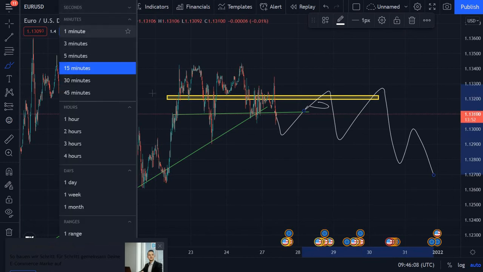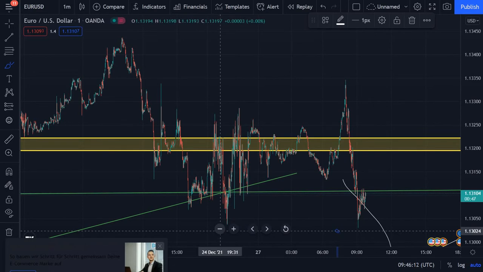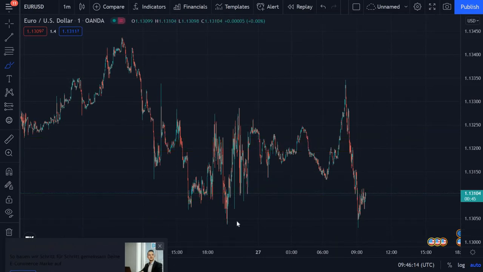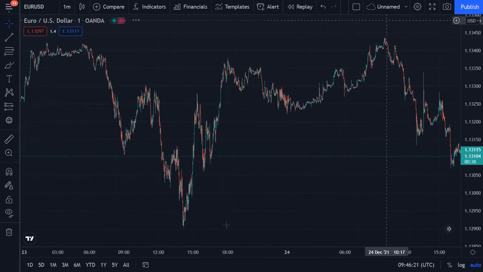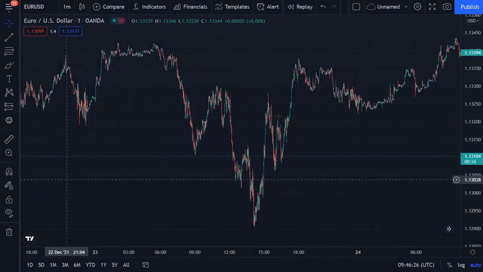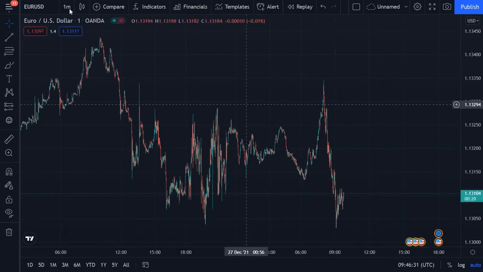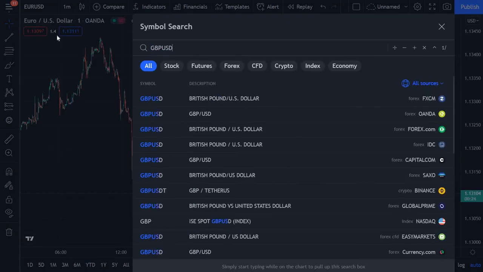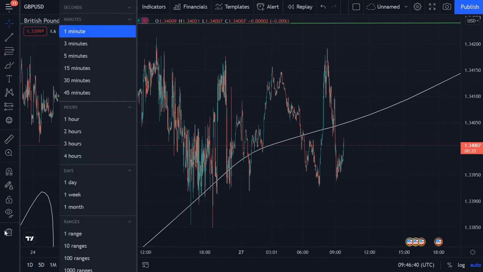If we check the 1 minute chart as well, what you can see here is, well, looks like not much. So pretty much here this uptrend, now this consolidation pattern. So if you find an entry here, I would go for a short. So this was the Euro USD, checking the GBP USD as well.